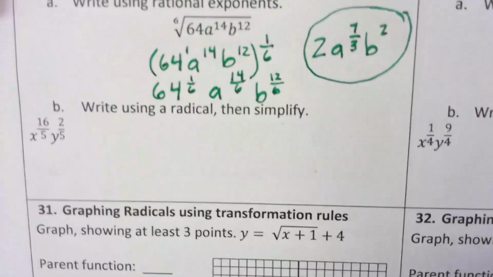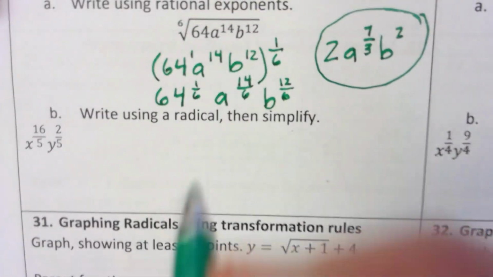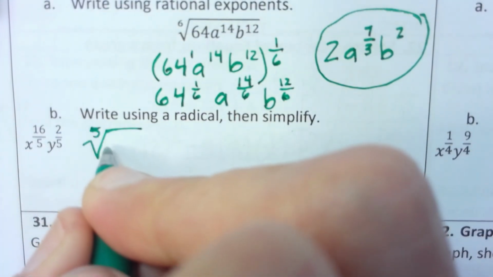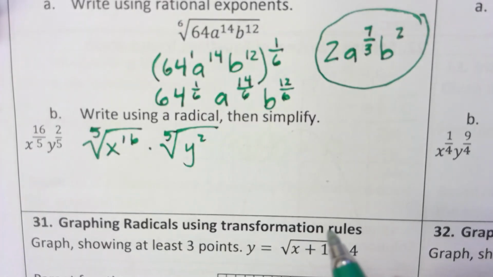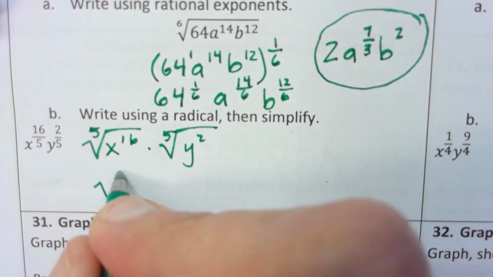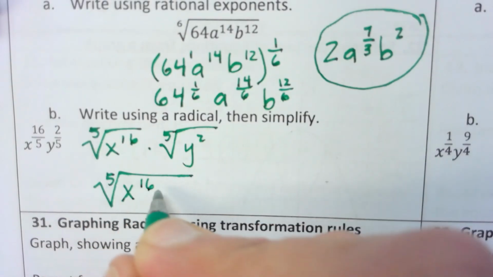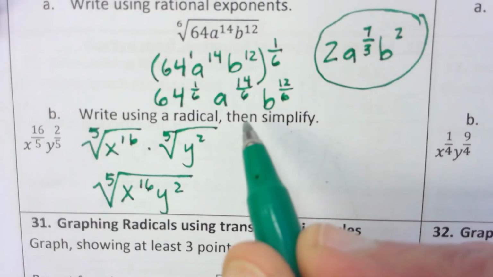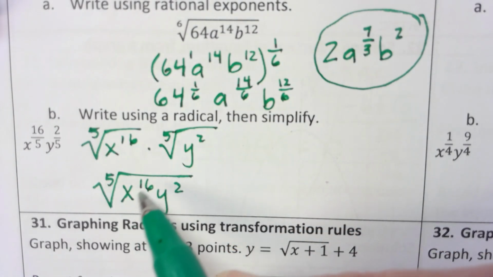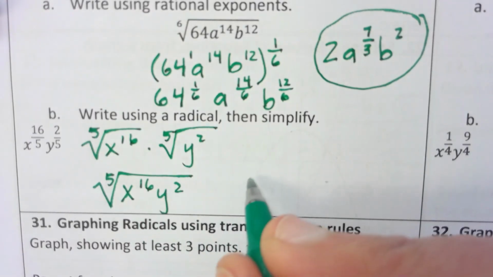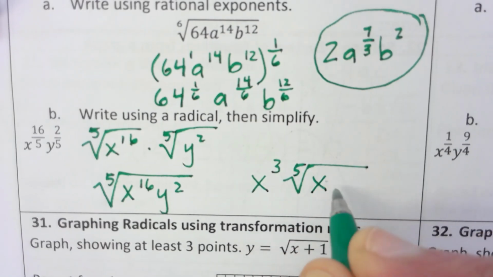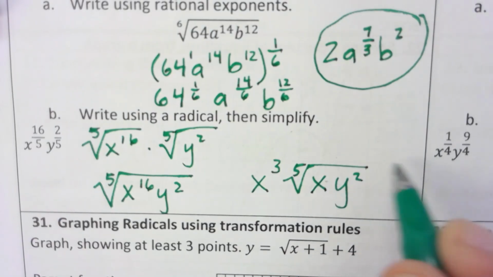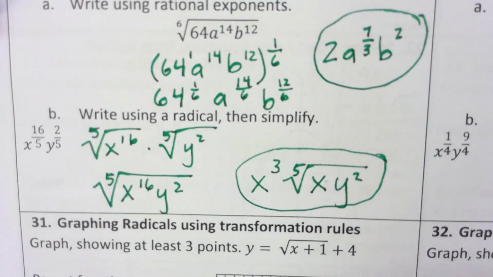So it's like I'm going in reverse here. So that says the 5th root of x to the 16th times the 5th root of y squared. And because these are both 5th roots, we can multiply and put them together. And then it says we should also simplify. So imagine you've got 16 x's underneath this radical, and we're circling groups of 5. That means that we're going to bring 3 x's out. There will be 1 left inside the 5th root, and y squared. So this is my simplified form.